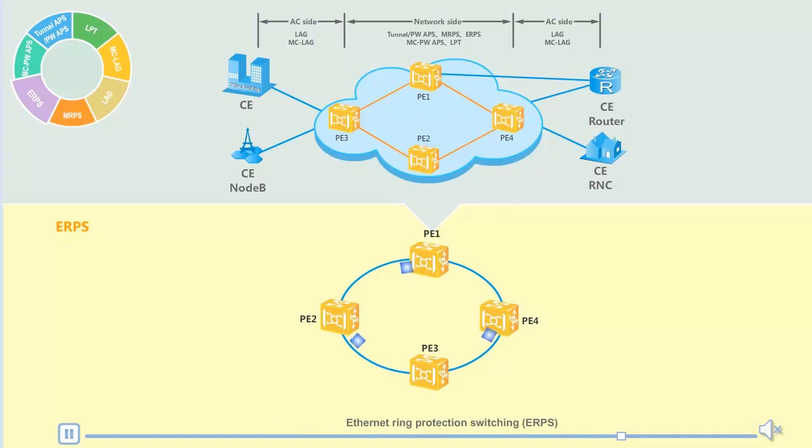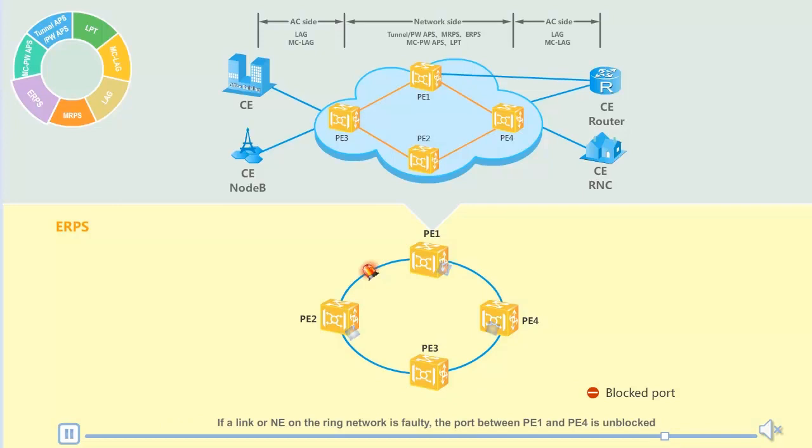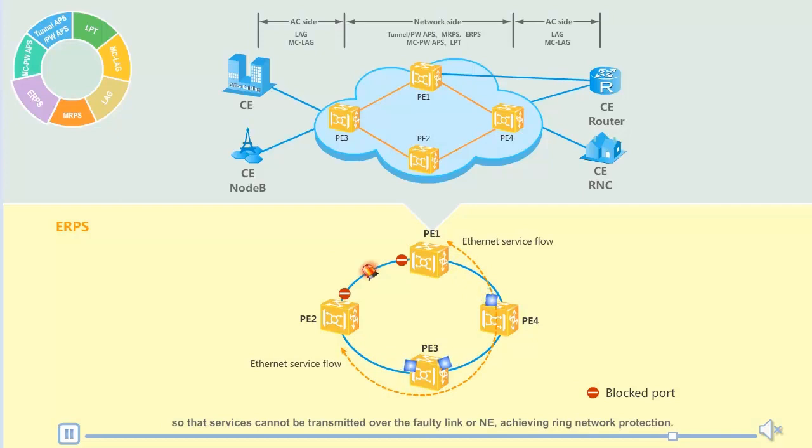Ethernet ring protection switching, ERPS, provides Ethernet ring protection for E-LAN services on Ethernet rings based on the APS protocol. After ERPS is configured on a ring network, the port between PE1 and PE4 is blocked in normal situations so that services can be transmitted only through the port on the other side, preventing service loops. If a link or NE on the ring network is faulty, the port between PE1 and PE4 is unblocked so that services can be transmitted over the other path, not the faulty link or NE, achieving ring network protection.